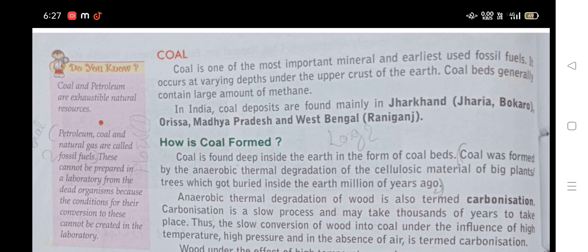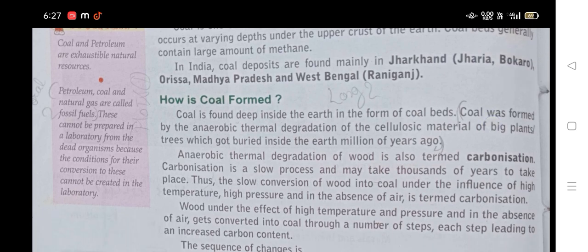Coal was formed by the anaerobic thermal degradation of the cellulosic material of big plants and trees, which got buried inside the earth millions of years ago. Anaerobic thermal degradation of wood is also termed carbonization. Carbonization is a slow process and may take thousands of years. Thus, the slow conversion of wood into coal under the influence of high temperature, high pressure, and in the absence of air is termed carbonization.